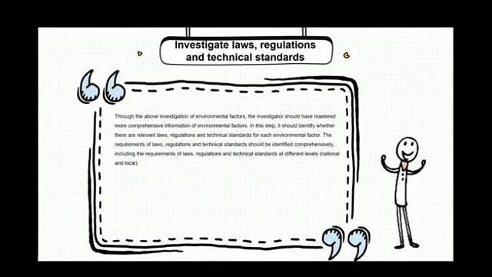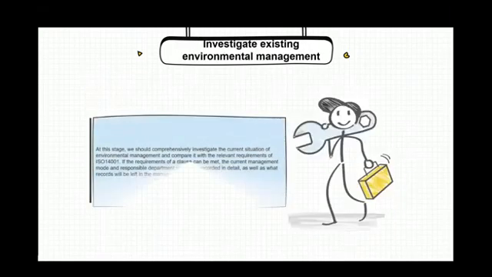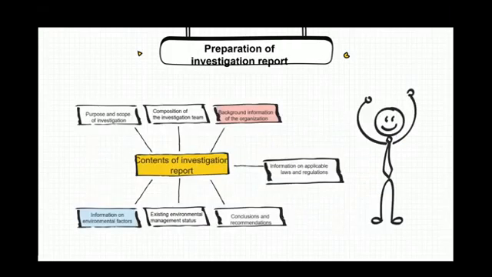Investigate laws, regulations, and technical standards. In this step, determine whether each environmental factor has relevant laws, regulations, and technical standards. At this stage, the current situation of environmental management should be comprehensively investigated, compared with the relevant requirements of ISO 14001 and various existing relevant information. There are 7 parts to preparing an investigative report.